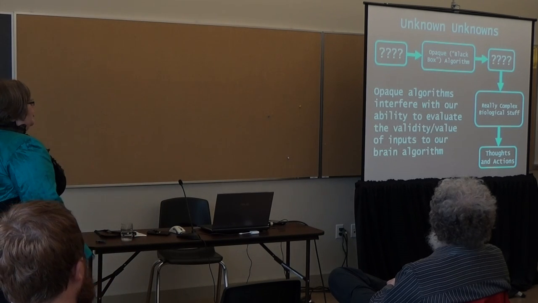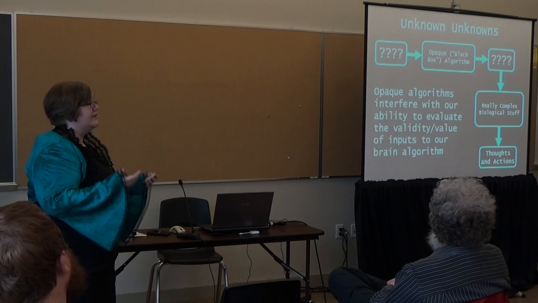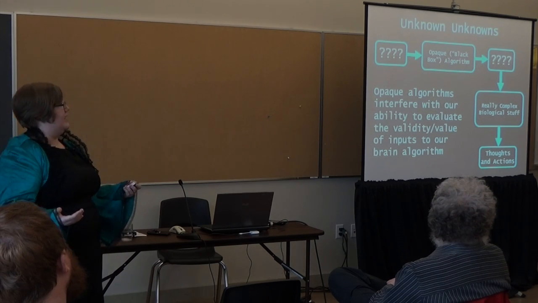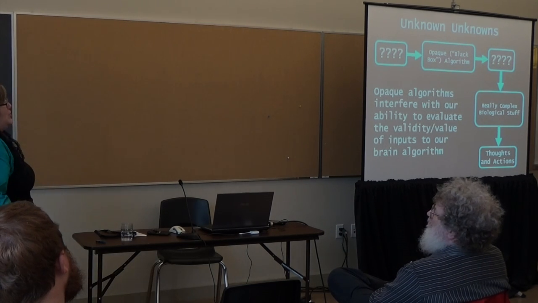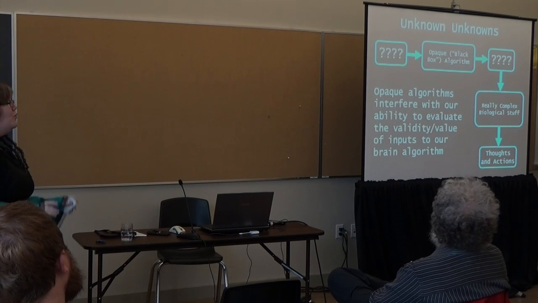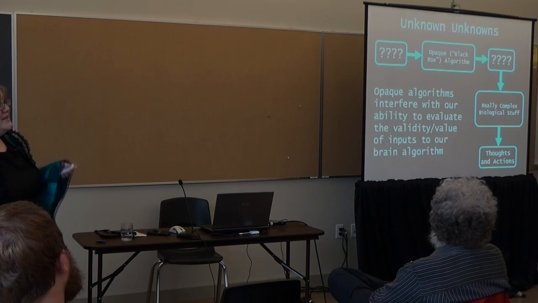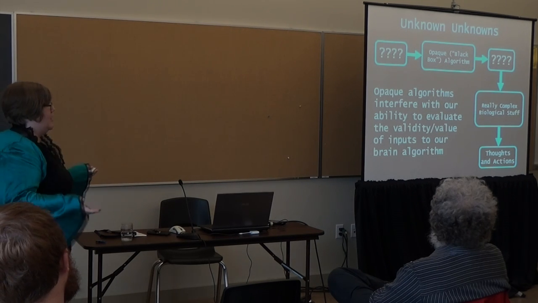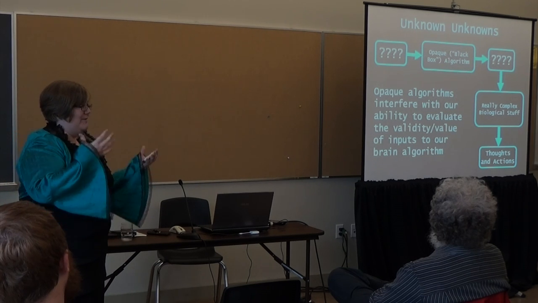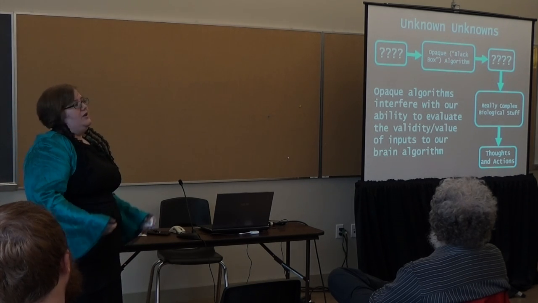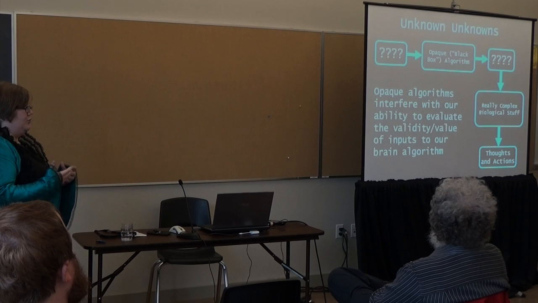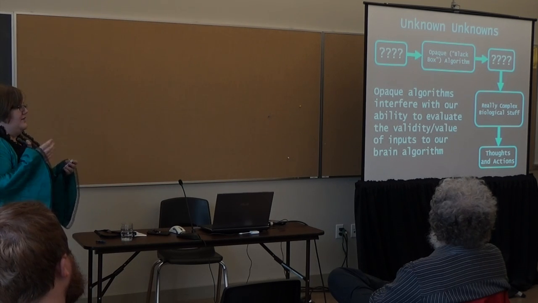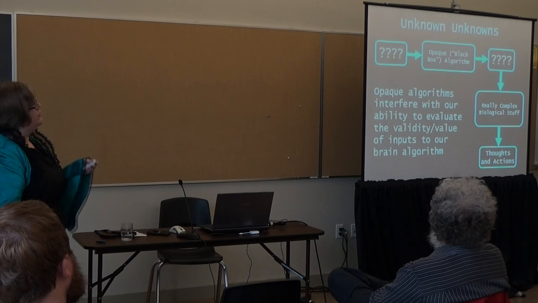So this is the problem with opaque algorithms. Right now, we use a lot of different algorithms to access information, to input information into the biological algorithm of our brain. The problem with these opaque algorithms is that we don't really know what the inputs are. We don't know what they're doing to process the inputs, and we don't know how the inputs relate to the outputs. And those outputs are what are coming into our biological algorithm. So the opaqueness of those algorithms interferes with our ability to evaluate how good the inputs to our algorithm are. That's really a problem.